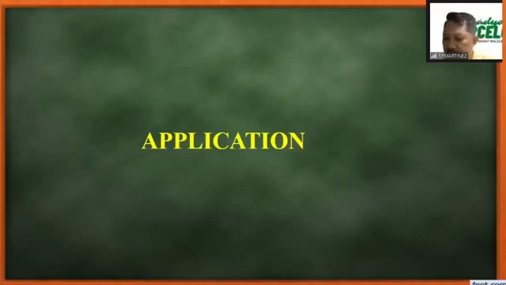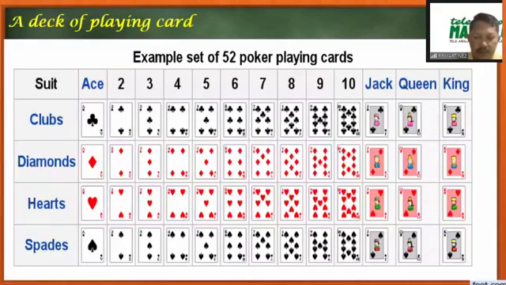Now, let us try this given application. As you can see, class, we have the standard deck of cards here. We have 4 suits: clubs, diamonds, hearts, and spades. And there are 13 ranks in a suit. So we have 1, 2, 3, 4, 5, 6, 7, 8, 9, 10, 11, 12, 13 ranks in a suit. If you compute the cards, we have 52 cards in a standard deck of cards.